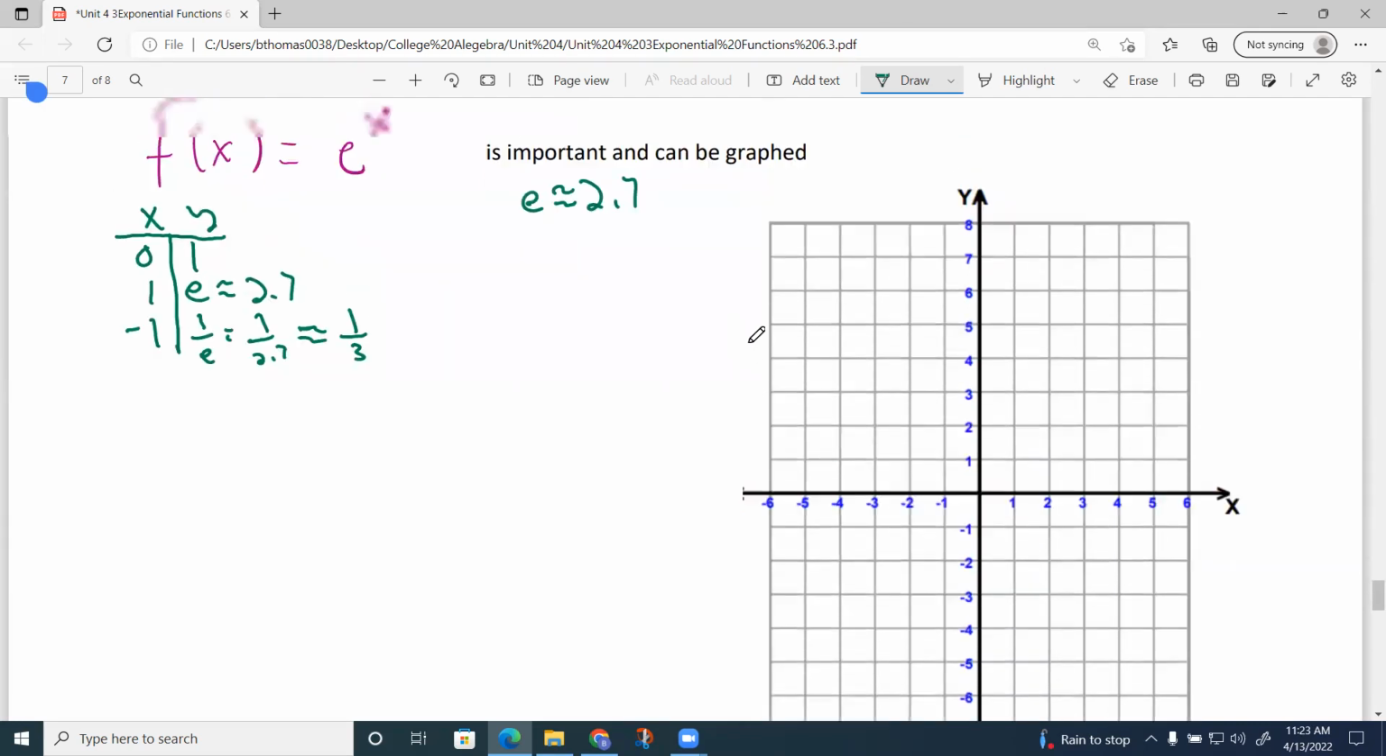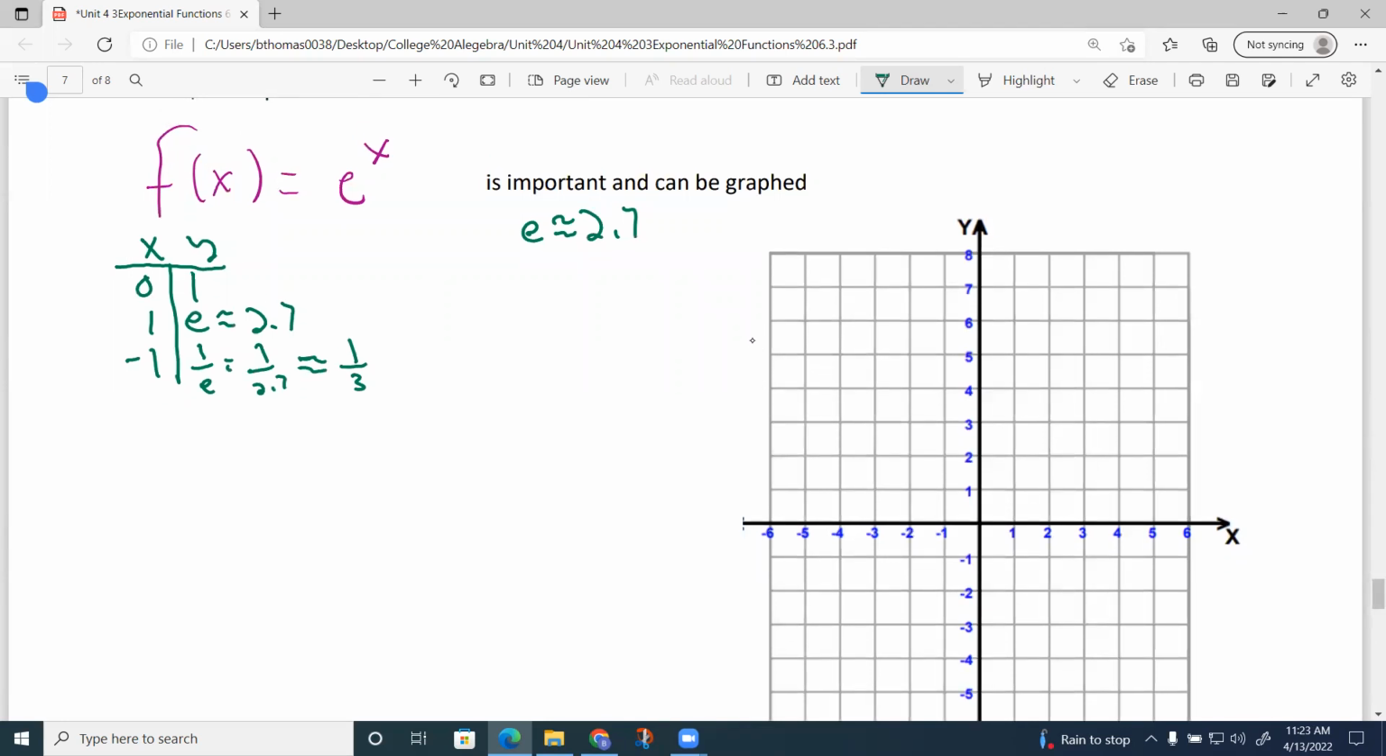So if I want to graph this exponential function, 0, 1 still becomes a critical point. 1, e would be about 1, 2.7. It would be about here. And -1, 1 over e would be about where 1/3 is. So it'd be about here. So this graph really does the same thing as the first graph we did with the base 2.